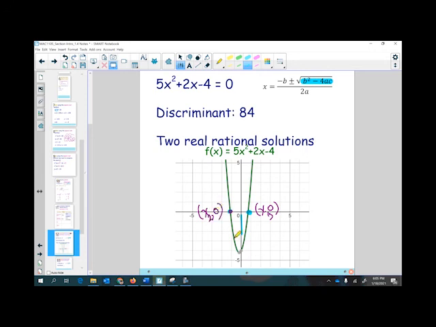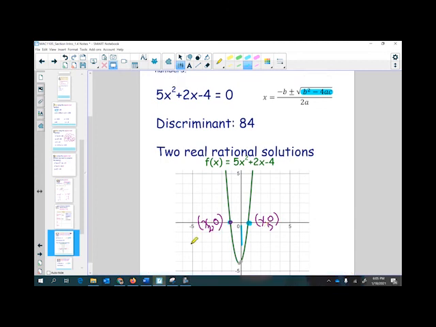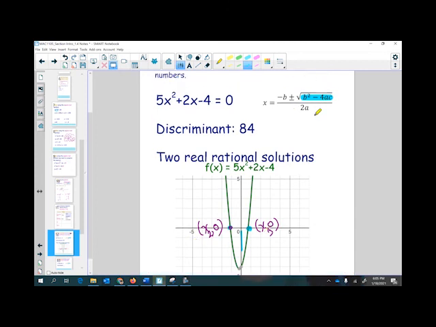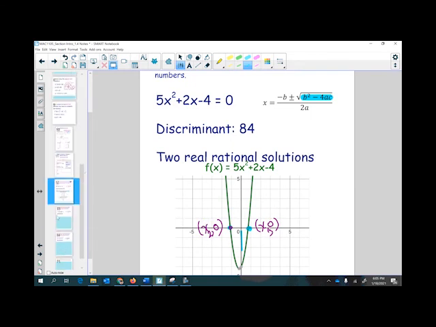And what would those answers be? What would these x values be? How can you figure out what they are? Well, you just complete the rest of this formula, and then you'll know the x values that go in each of those. And that's why they don't fall in a perfect intersection, because they're irrational, right? With the square root of 84, there's going to be a square root that does not simplify.